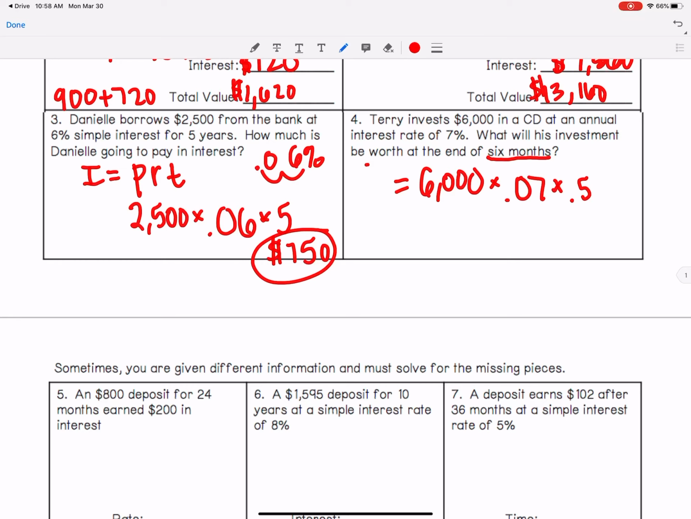I'm doing the exact same thing. I'm using our equation. Interest is equal to the principal times the rate times the time. And if I do 6,000 times 0.07 times 1/2, or 0.5, I'm going to get $210. The question was, what will his investment be worth at the end of 6 months? We have to add them together because he started with 6,000 as an investment and he made 210. Add them together and you'll get 6,210. So that is going to be our final answer.